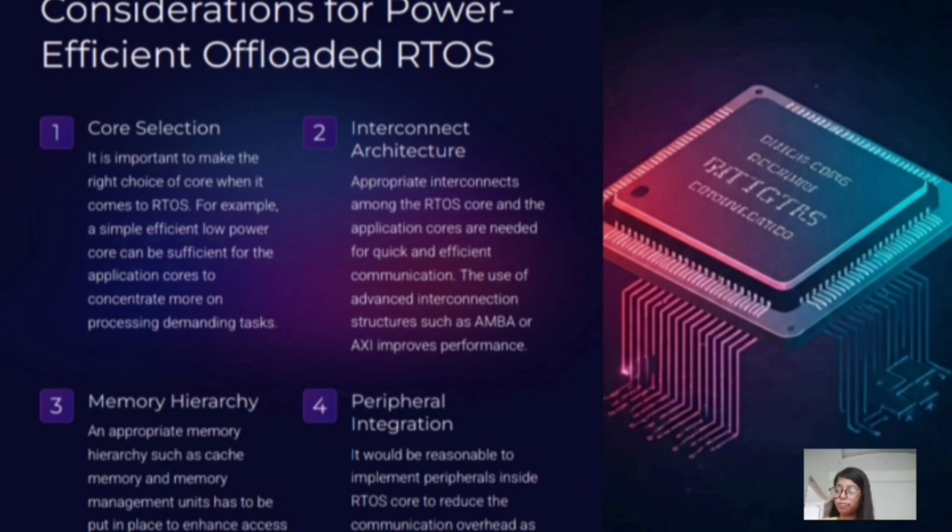Next thing is memory hierarchy. An appropriate memory hierarchy, such as cache memory and a memory management unit, has to be put in place to enhance access to data as well as reduce power consumption in the course of data movement. Next thing is peripheral integration. It would be reasonable to implement peripherals inside the RTOS core to reduce the communication overhead as well as the power required to perform device tasks. So these are the considerations we need to make when implementing the offloaded RTOS.